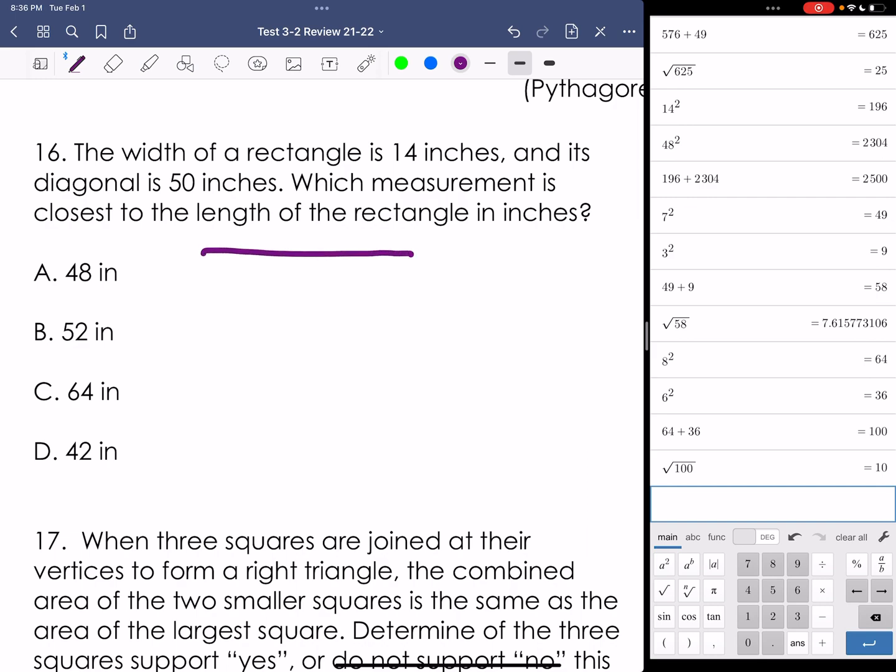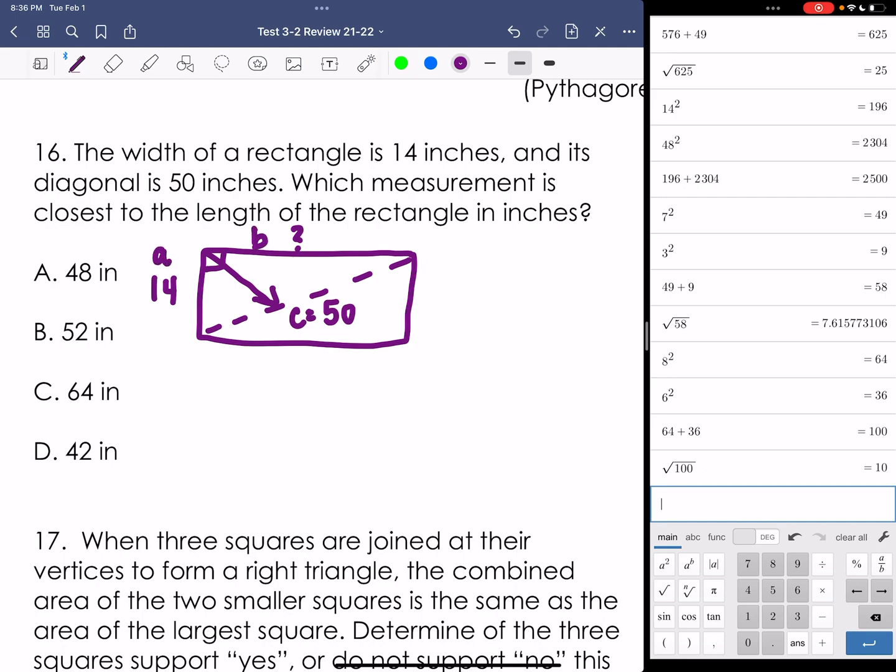So I'm going to go ahead and draw a rectangle for us. And it says the width is 14 inches and its diagonal is 50 inches. Now remember, diagonal is the length from corner to corner. And we want to know what is the length of this rectangle. So after identifying your 90-degree angle, we're going to draw an arrow and it points to C. I'm going to label 14 as A and we are looking for B.